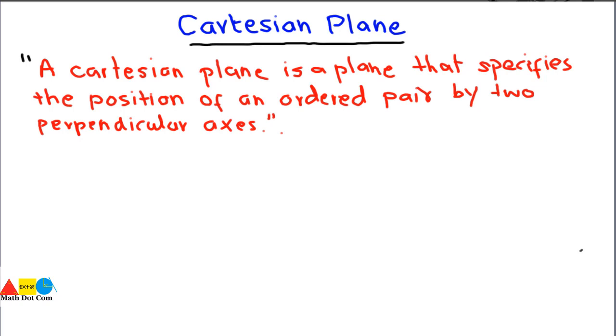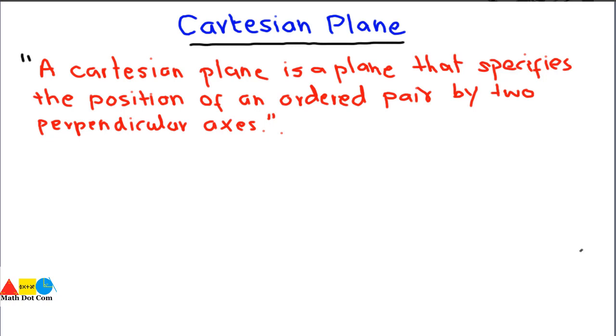Today we will discuss what is the Cartesian plane, what are the different quadrants of the Cartesian plane, and how you can represent a certain point in the Cartesian plane. But first we will see what the Cartesian plane is. It is a plane that specifies the position of an ordered pair by two perpendicular axes. So this is just a definition.